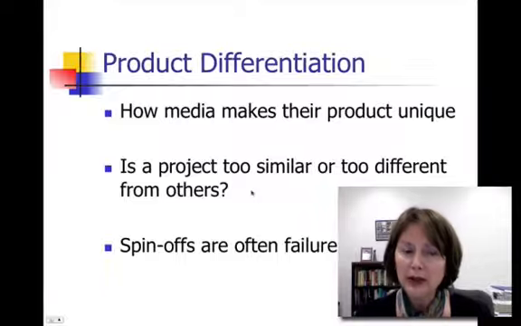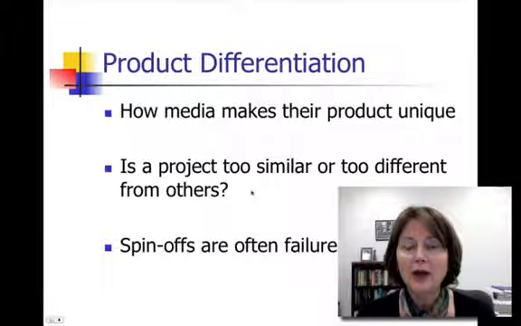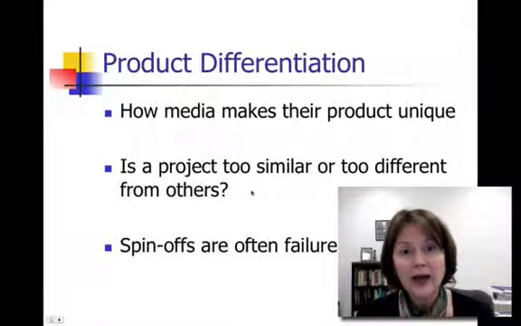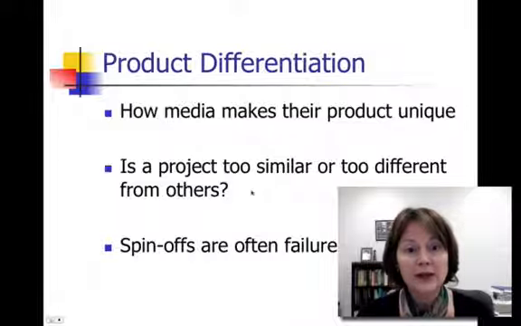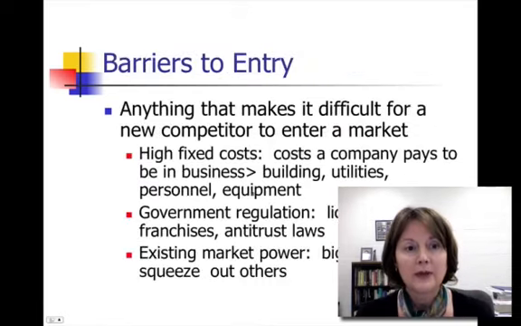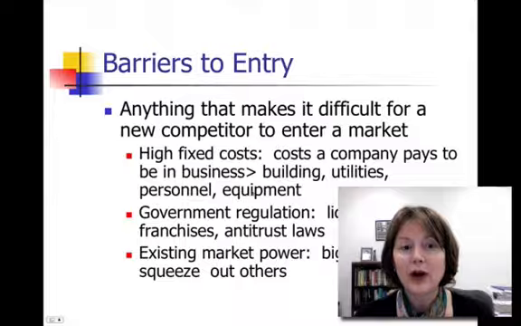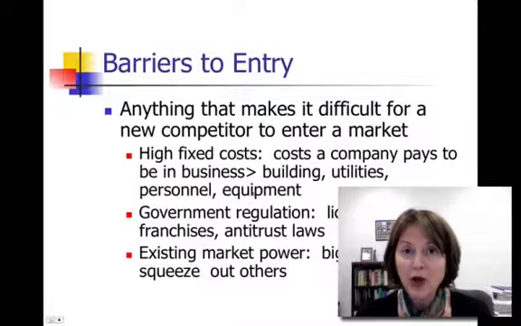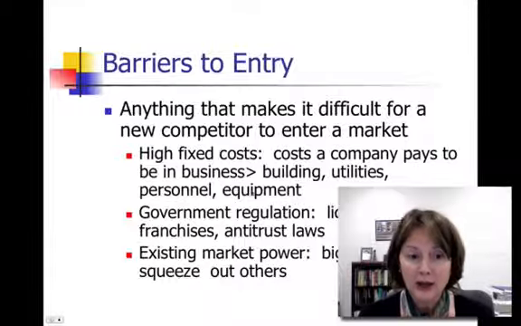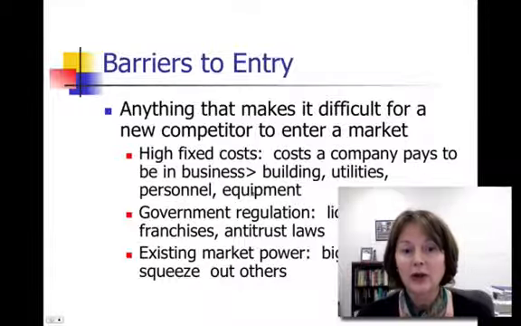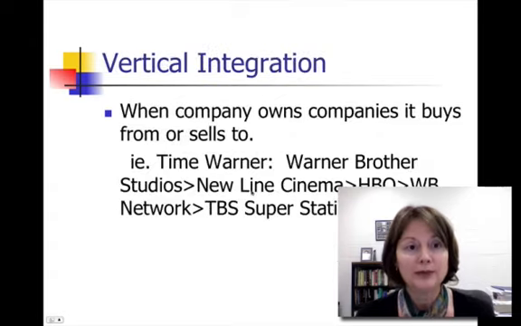Again, these terms, we will look at them. You're going to study them in terms of how the company that you're interested in competes. How do they make their product unique? If it's too similar, then you're not going to be able to draw in the customers. And anything that makes it difficult for a new competitor is going to be what we call a barrier to entry. So if it's very expensive, like the cost of a building, utilities, to hire a staff, those are high fixed costs. Whereas starting a website, you may have low fixed costs, so it's easier, and there are fewer barriers to entry. And there are lots of other barriers to entry, such as regulation or existing market power.